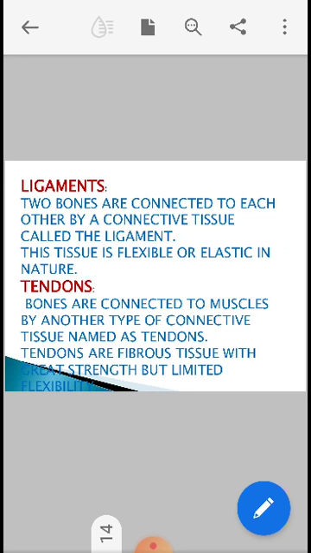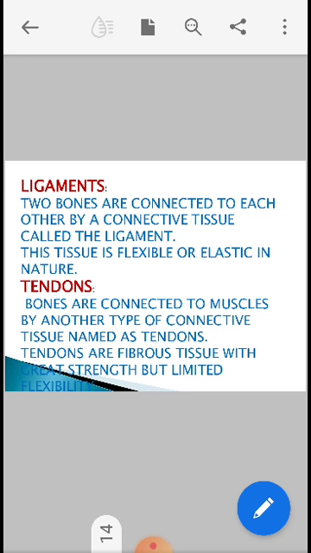Okay, now let's talk about the ligaments and tendons. As I told just now, what are ligaments? When two bones are connected to each other by a connective tissue, that is called a ligament. What is the main function of the ligament? It connects the bones, and this tissue is flexible. Ligaments are not bones, they are tissues.